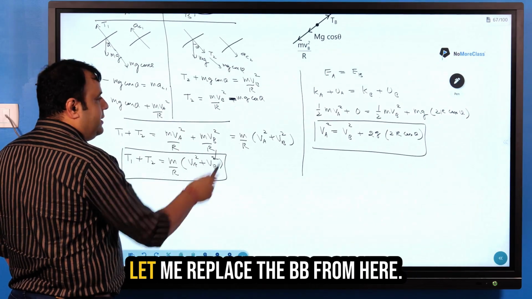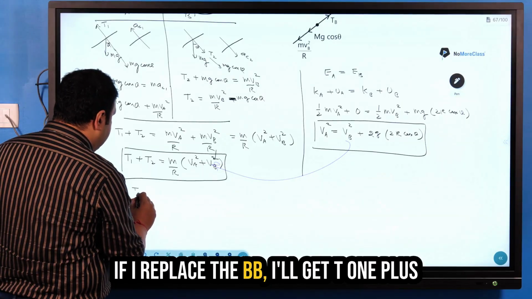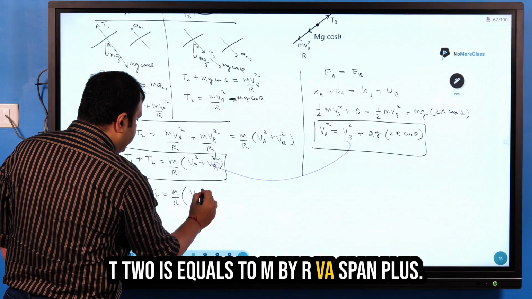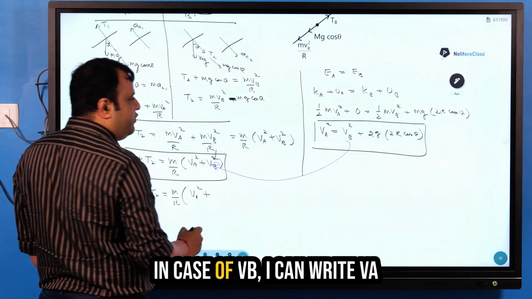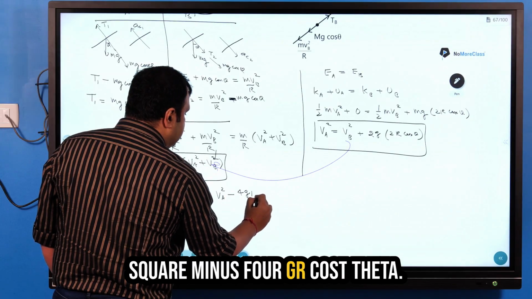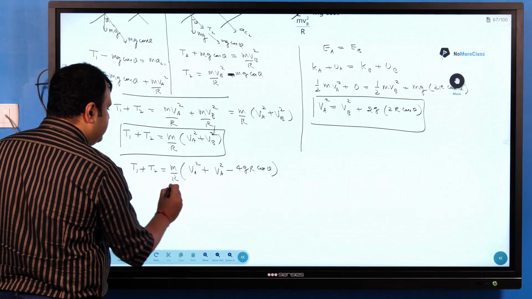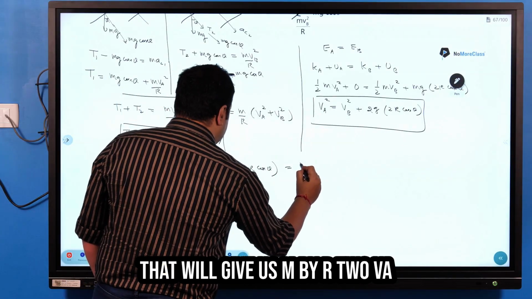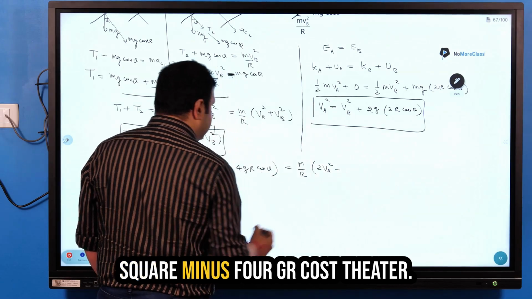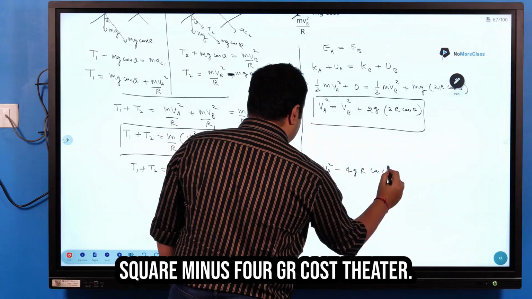Now let me replace the VB from here. If I replace the VB, I'll get T1 plus T2 is equal to m by R VA square plus, in place of VB square, I can write VA square minus 4gR cos theta. That will give us m by R into 2 VA square minus 4gR cos theta.